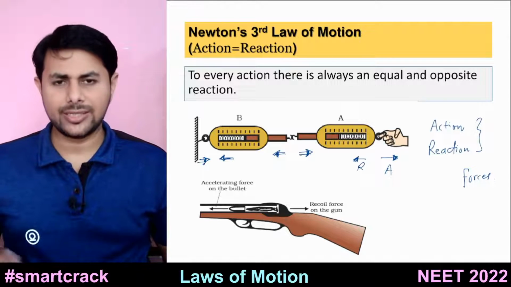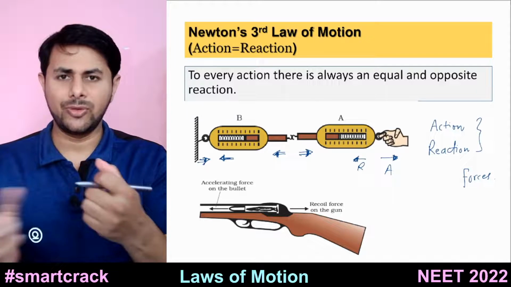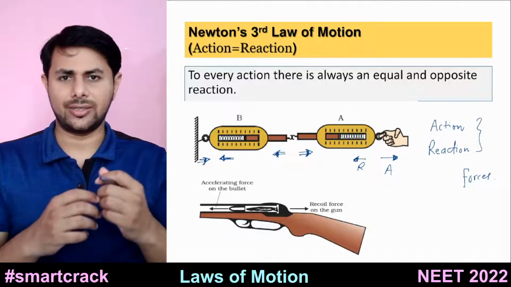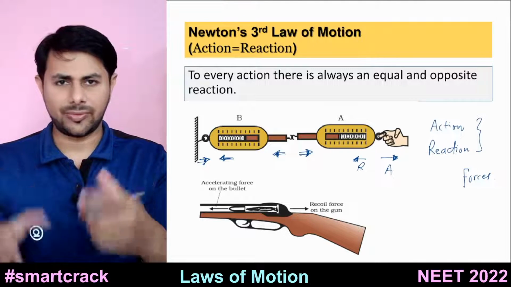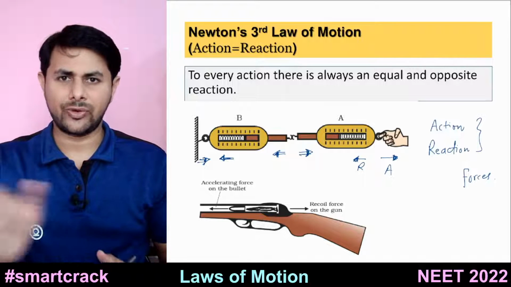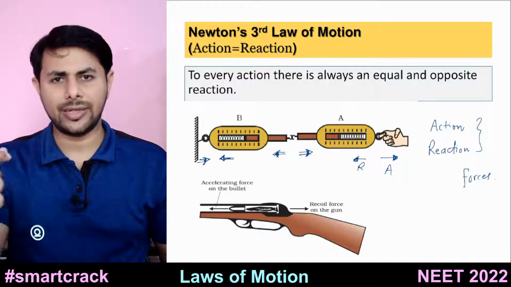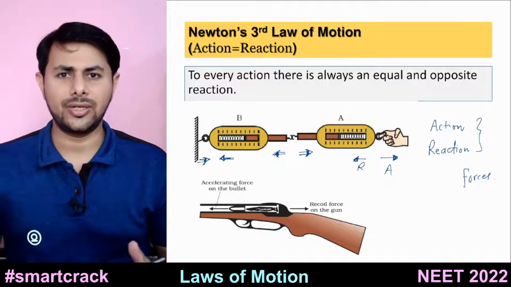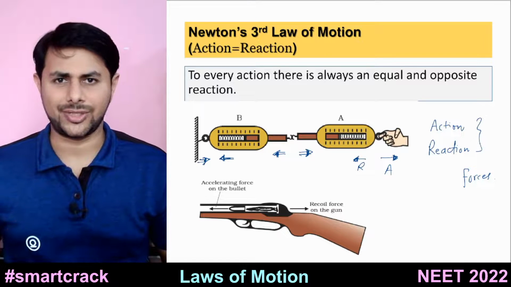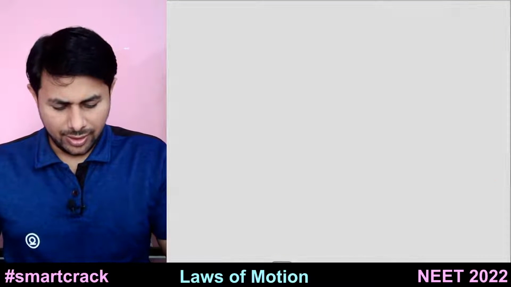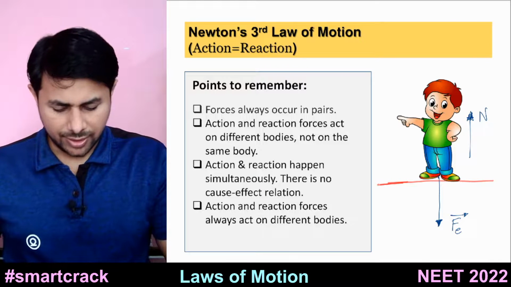If we take another example, let's suppose we fire a bullet from a gun, we get a recoil. So the gun exerts force on the bullet in the forward direction, and the bullet exerts an equal and opposite force on the gun in the opposite direction. Okay, so this is Newton's third law.